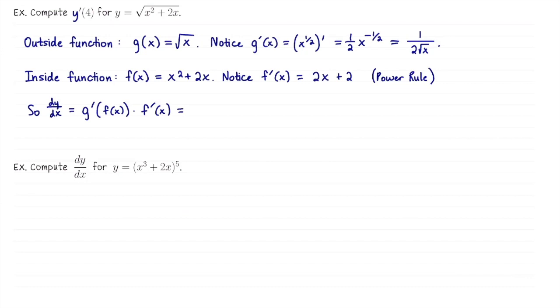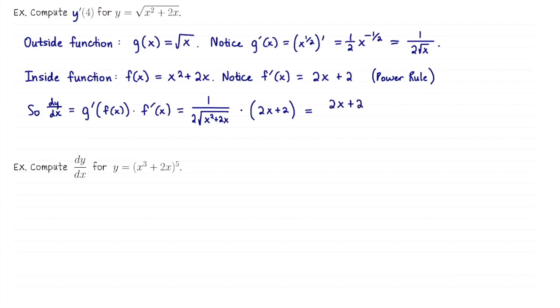So g prime of x is 1 over 2 times the square root of x, but I want to plug into this f of x. So our first term will be 1 over 2 times the square root of x squared plus 2x, because that's the inside function. And then to that, we multiply the derivative of the inside function, which is 2x plus 2.